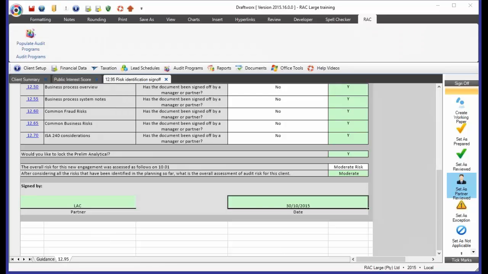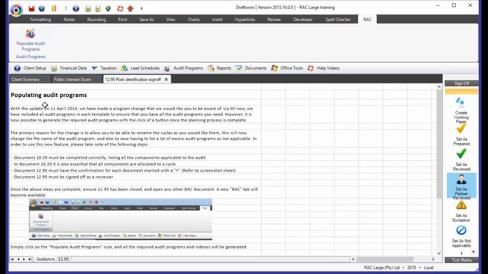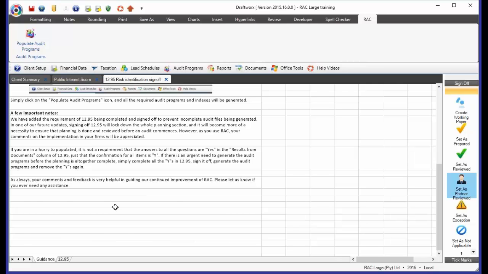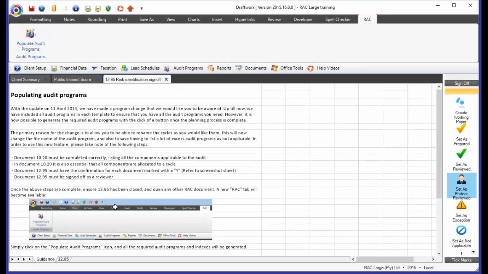Why has the audit population not worked? Let's go and look at the guidance. The guidance sheet explains exactly what you need to have in place in order to populate. So if you are getting stuck, go to 12.95. In our other methodologies, for instance Audit Lite Plus, there's actually a document 30.01, where are my audit programs? You can go and have a look there for guidance on how to populate. But for RAC, it's sitting in 12.95, and it goes through the process. If you're still struggling, hop onto remote support. We can go and have a look with you if there's maybe a corruption or any other problems that you're experiencing that is causing the population not to work.